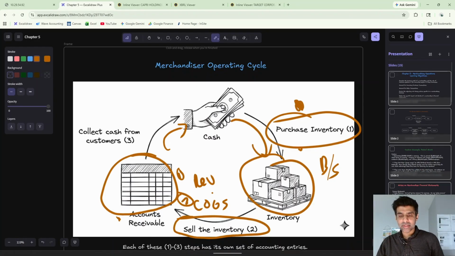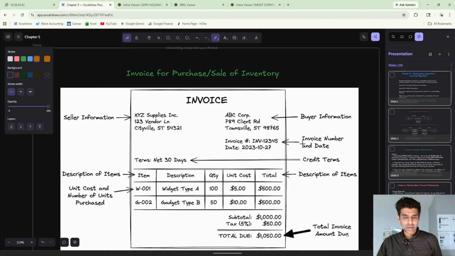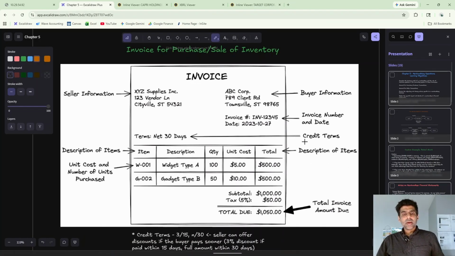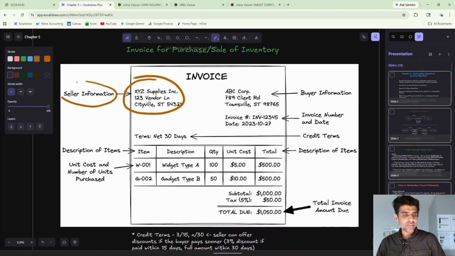So we're going to take this one at a time. We'll start with the purchase of inventory. This invoice is kind of general because when you are buying inventory, you're going to receive an invoice. When you're selling inventory, you're going to give an invoice. The parties are just going to be swapped around. So in an invoice, you're going to have who the seller is. You can see this is from our supplier, our vendor. So we are the buyer in this case. This is our company.